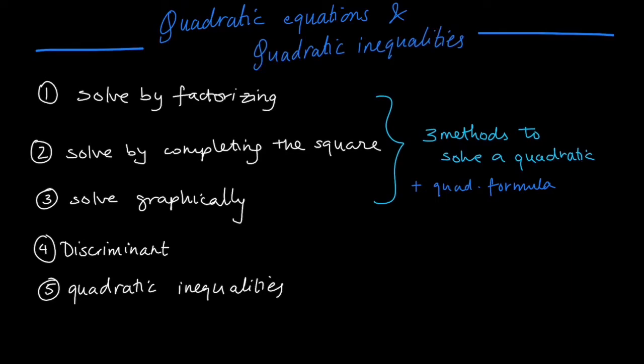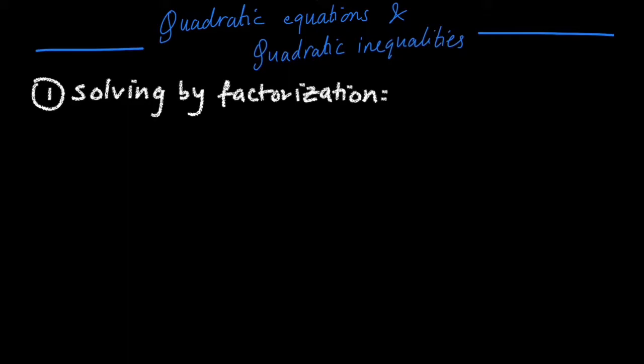Okay, so first let's start with solving by factorization. This one is probably the most common method of solving a quadratic if you don't have a coefficient for a. So let me tell you what I mean. Let's look at the general form of a quadratic. So we know it's ax squared plus bx plus c. This is the form of a general quadratic equation where a, b, and c are all real numbers.